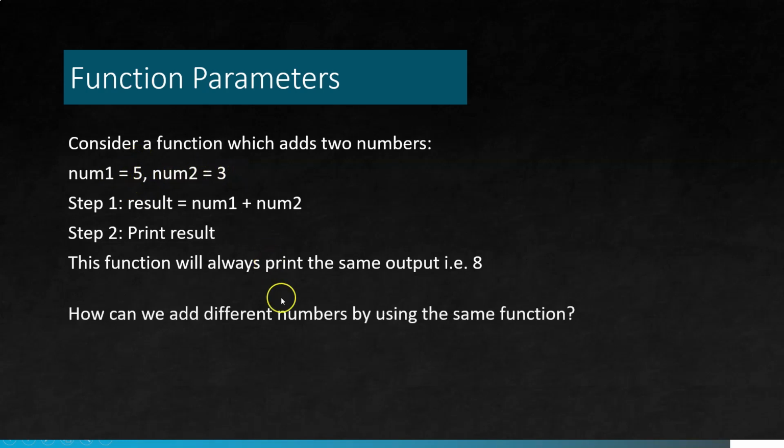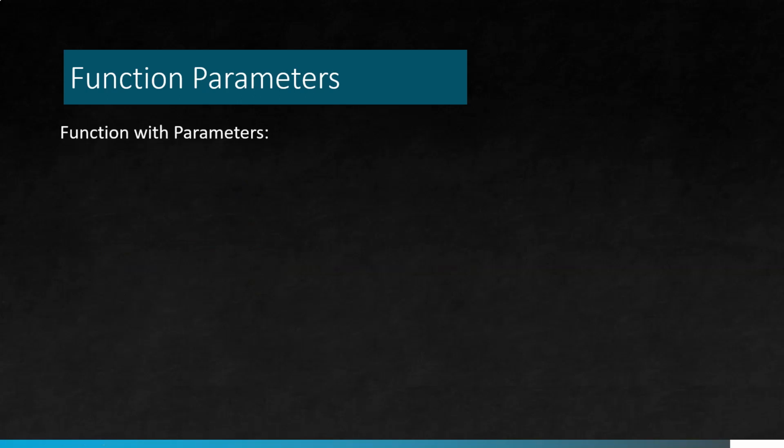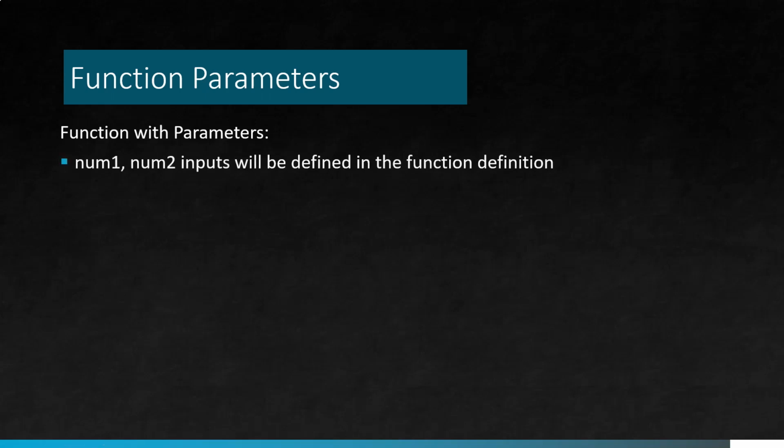Now, what if I want to add different numbers by using this same function? In this way, it's not possible, but it is possible by defining different inputs inside the function. So let's see how we can use parameters with functions. Our num1 and num2 are the inputs which we require in order to add two numbers, and we can define these inputs inside our function definition.